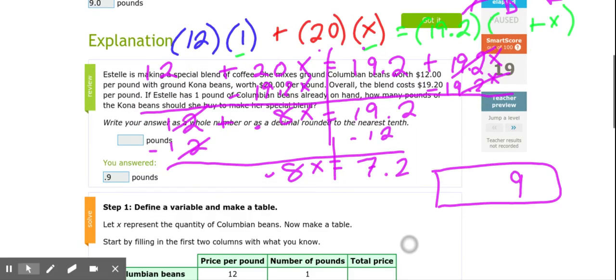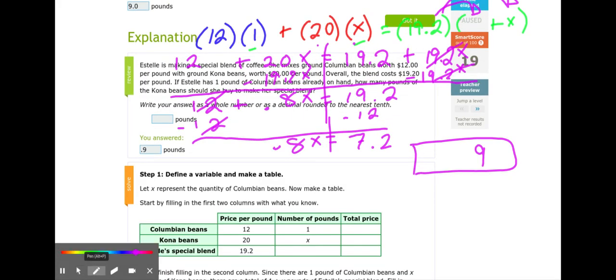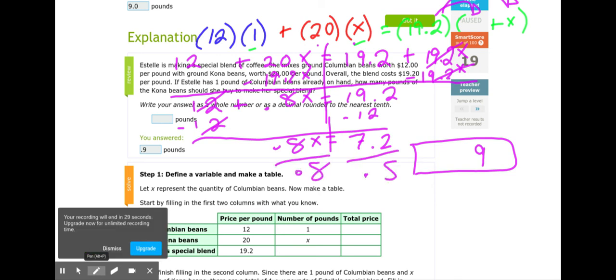Okay, I just realized what I did wrong. So in my calculator, I typed things incorrectly. So 7.2 divided by 0.8 actually is 9. So that was my mistake. So make sure you're typing stuff into your calculator correctly. Other than that, all of this setup was fine. So it should have been 9. So I just messed up in my calculator.